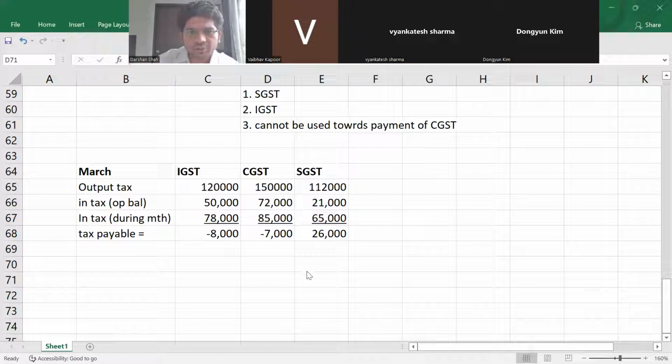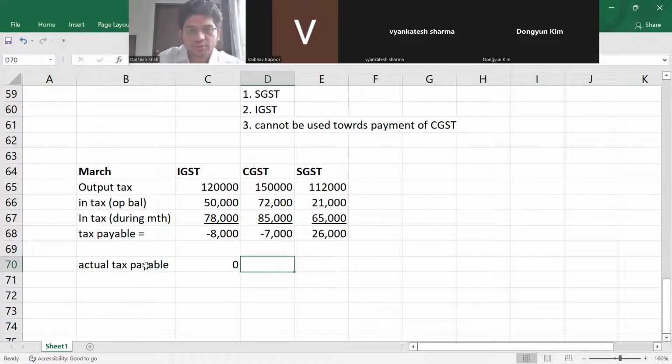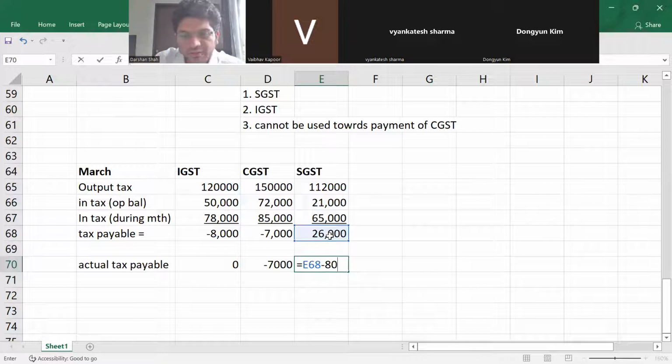IGST of 8,000 will be used to pay SGST, right? So now actual tax payable will be 0, correct? This will be negative 7,000 and this 26,000 will reduce by 8,000, right? But we cannot utilize this 7,000 towards payment of SGST.